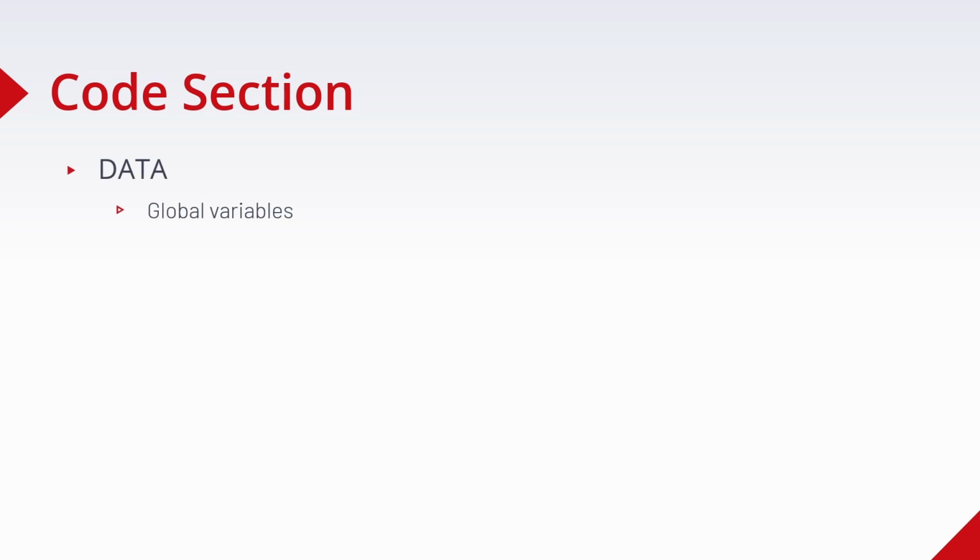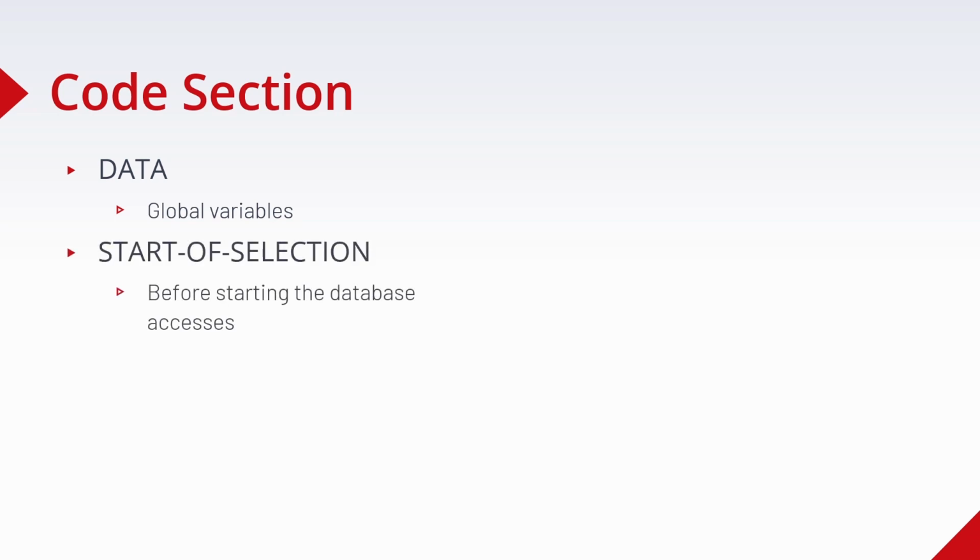So data: here you can declare your global variables. The variables declared in this section are available in all other code sections. Start of selection: before the database accesses start, the code in this section is executed. This section is mainly relevant for data retrieval. Record processing: for infosets without a logical database, all join tables are accessed. You can compare this section of code with the get code in the infoset.